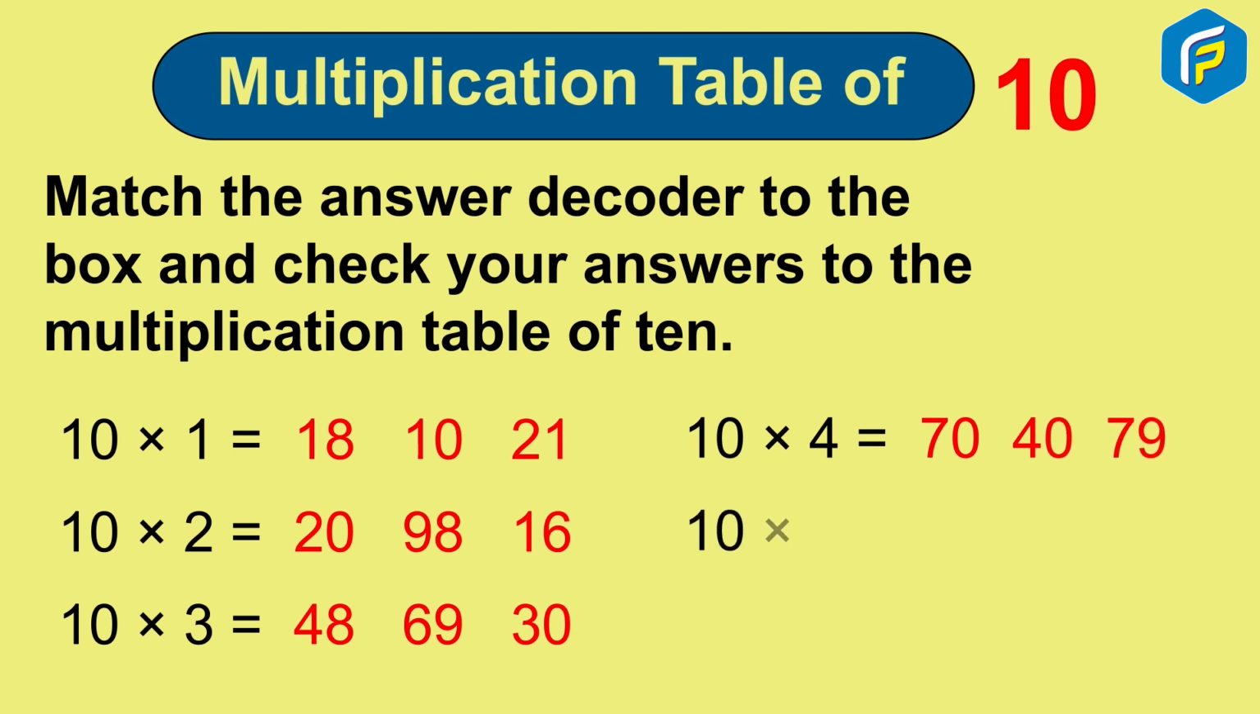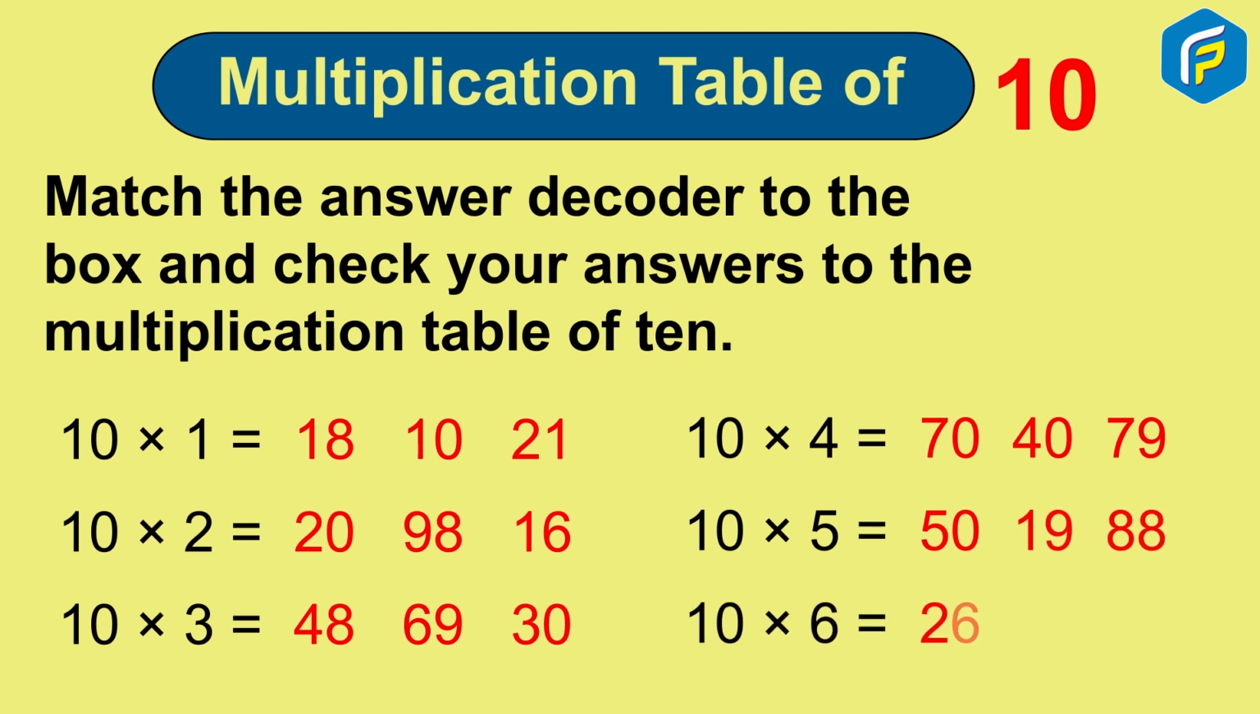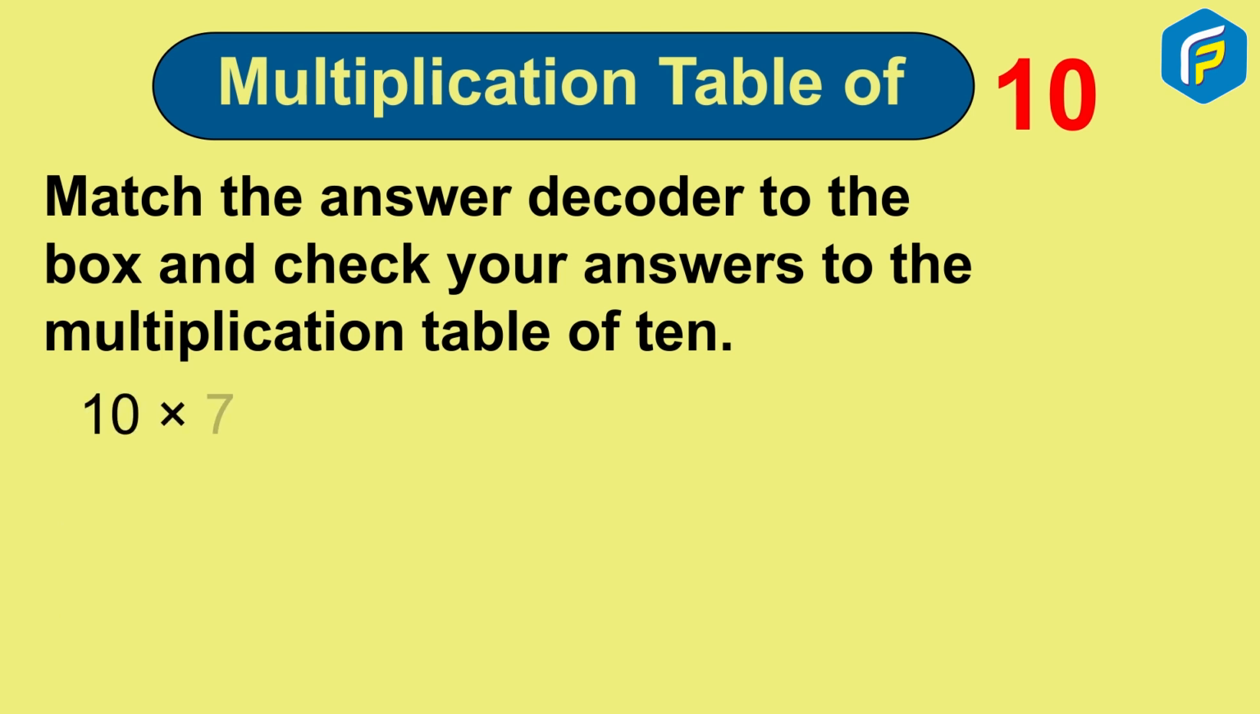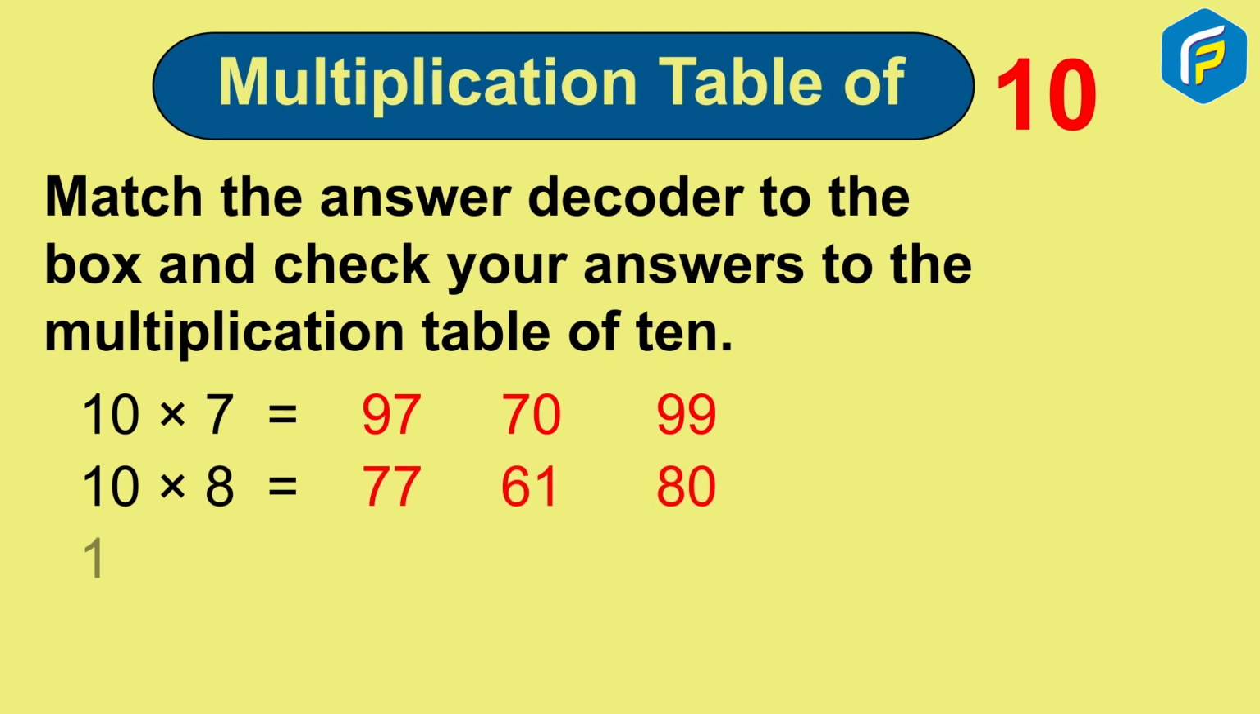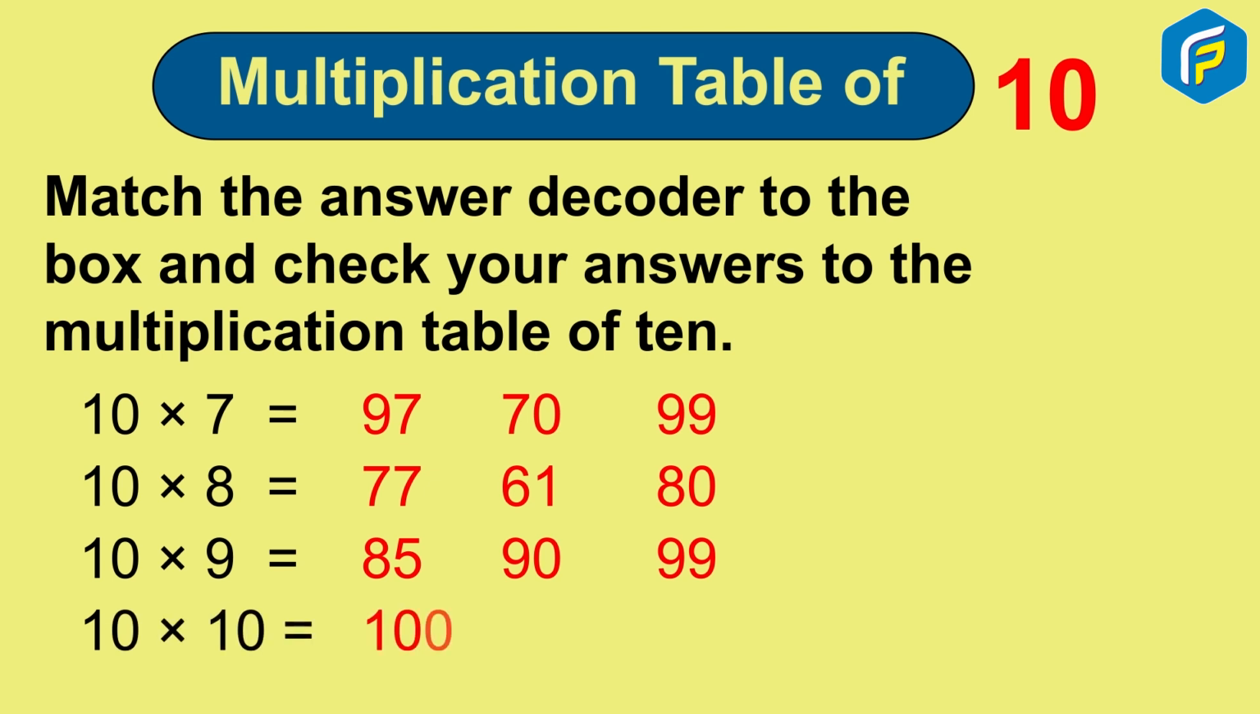10 into 5 is equals to 50. 10 into 6 is equals to 60. 10 into 7 is equals to 70. 10 into 8 is equals to 80. 10 into 9 is equals to 90. 10 into 10 is equals to 100.